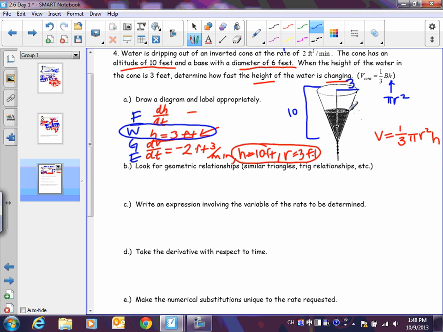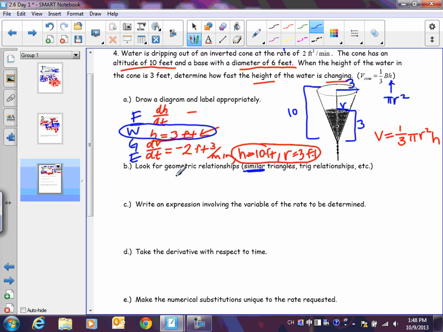All right. Now, when we look at our water, do we know the height of the water? Yeah, that's 3. Do we know the radius of the water? It's not given, but I'm thinking I'm going to need it eventually. Can we find it? Yes. These two cones are similar. All right. So what we're going to do is use a proportion to solve for r.